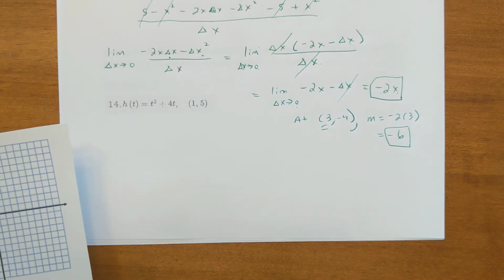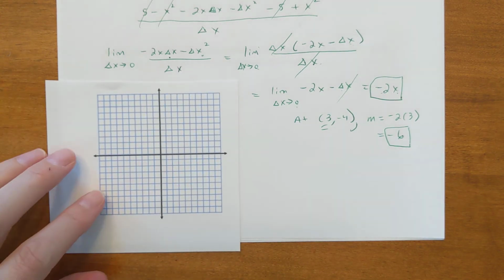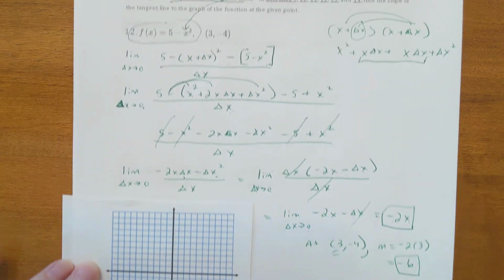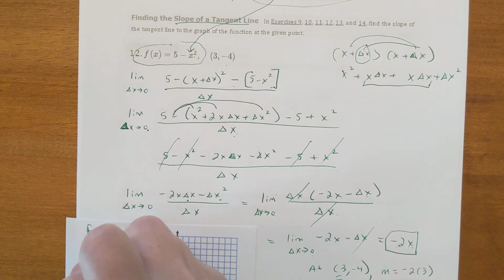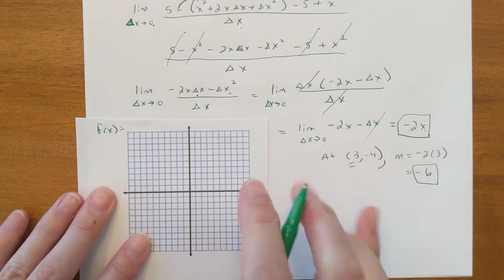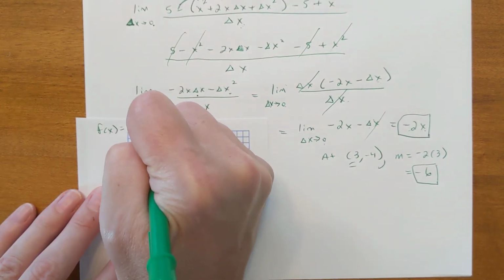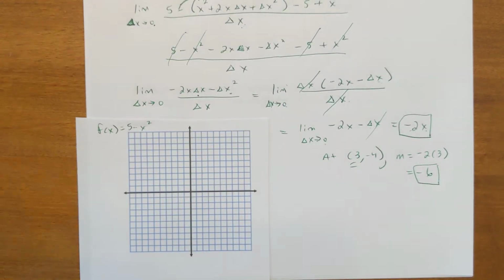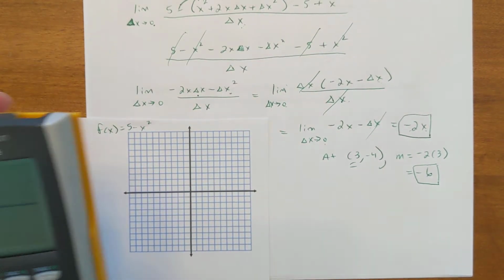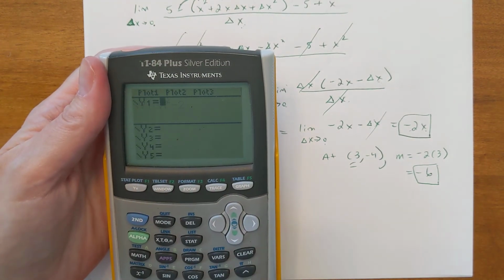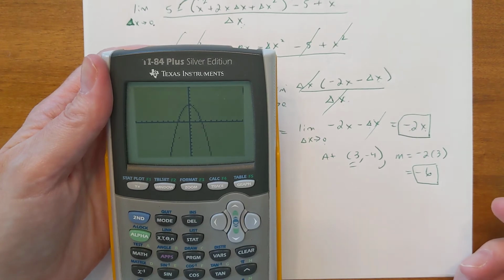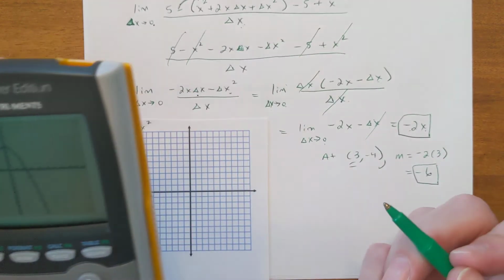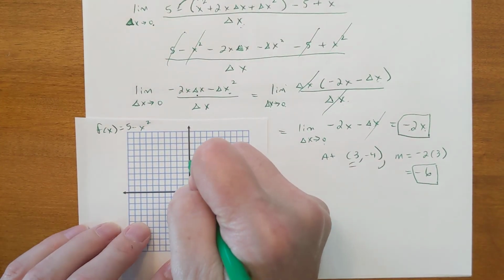All right, so I thought we could overachieve on this one, and we're going to find the tangent line too for fun. So let's go ahead and graph that. It was 5 minus x squared, the original question. F of x is 5 minus x squared. Let's go ahead and graph it so that you can see a little bit better visually what we're doing. So 5 minus x squared. Graph. All right, you can see it's going through the 5 and then it's going upside down.